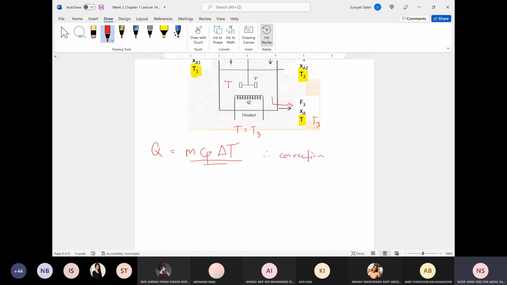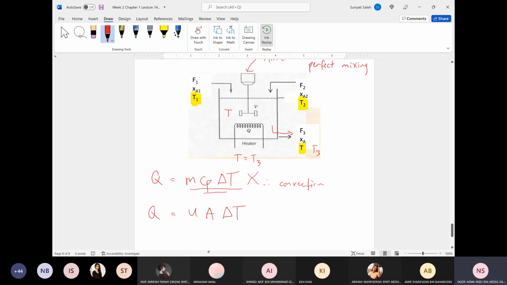But for our Q here, it's not by convection, it's supplied from the coil. So in the coil, we have a different term for the Q. We cannot use m Cp delta T. We use Q equals U A delta T, where U is the overall heat transfer coefficient and A is the area of heat transfer. That's why we cannot simply use m Cp delta T for replacing the Q. It's just for the flow rate by convection.